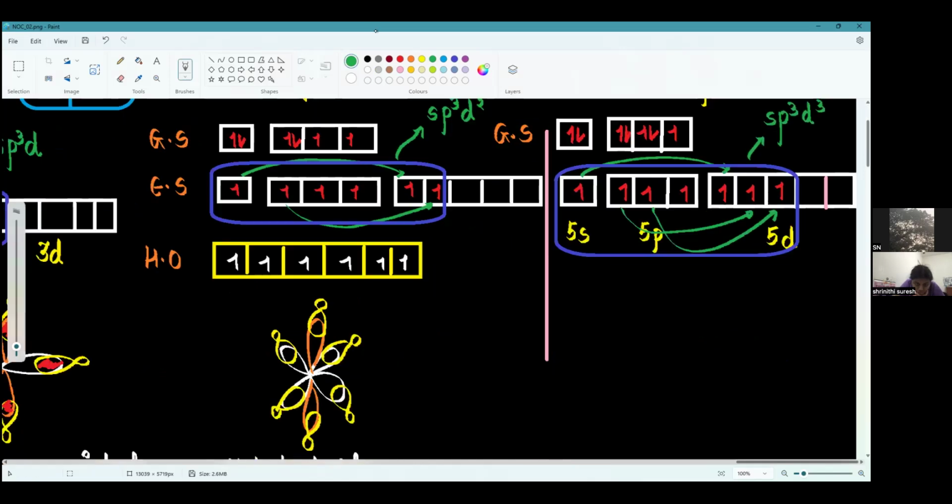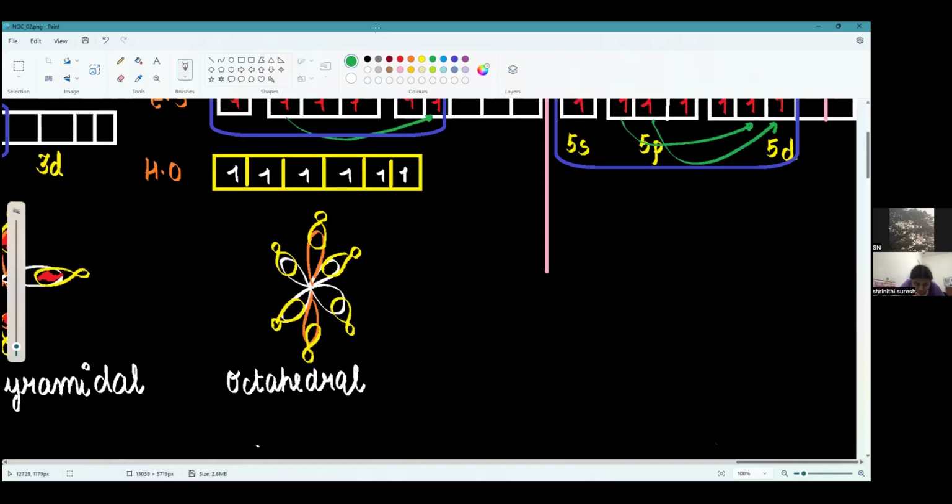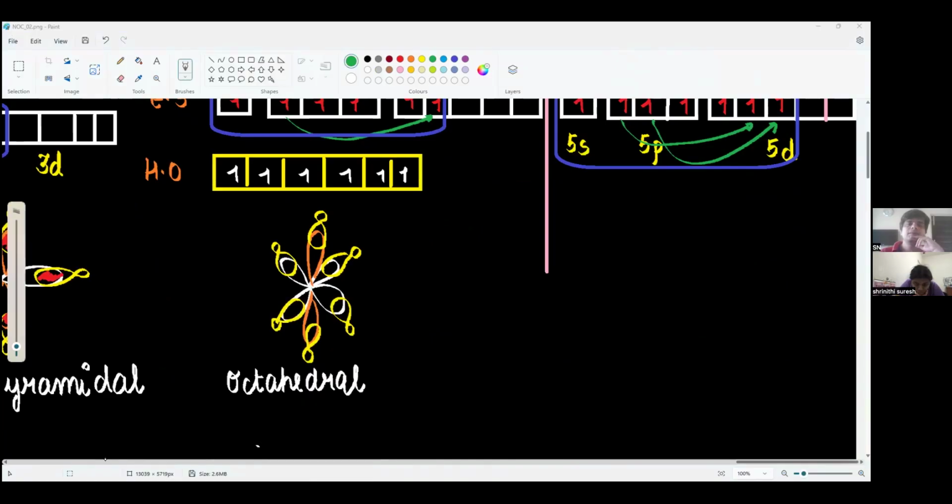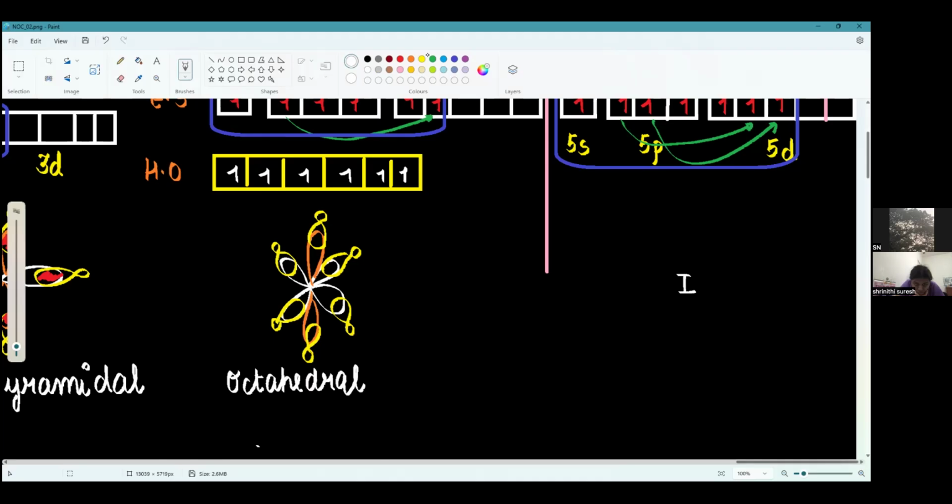And whenever you have sp3d3 hybridization, the geometry would be pentagonal bipyramidal. So how does pentagonal bipyramidal look like? See, you'll have iodine at the center like this. Then you will have pentagon bonds. So instead of orbitals, I will draw the bonds only. I will draw pentagon bonds like this: one bond, two bond, three bond, fourth bond, and this will be the fifth bond.